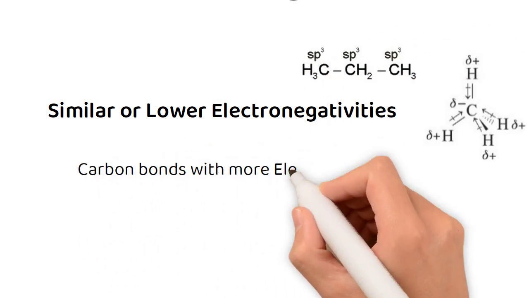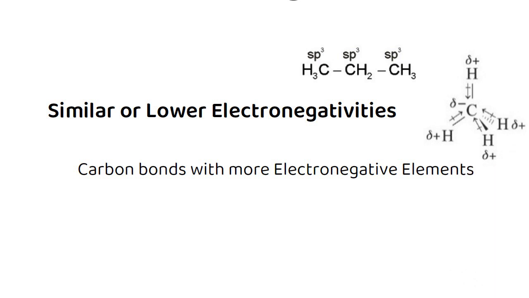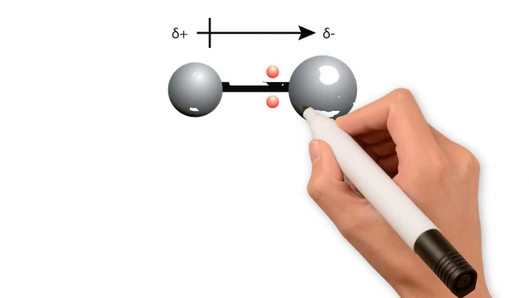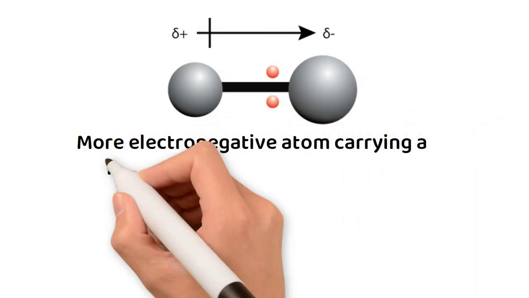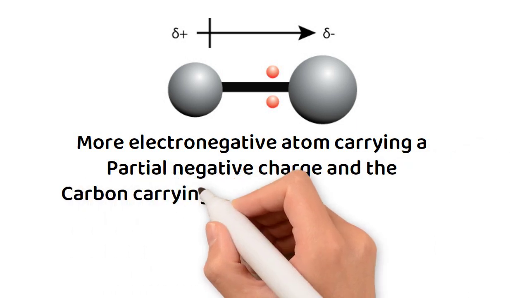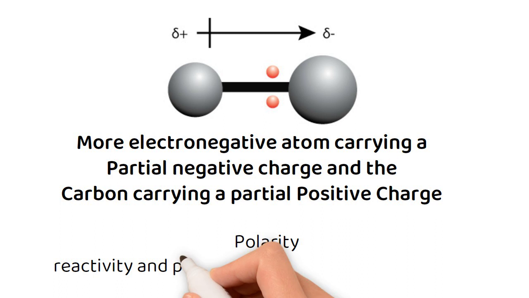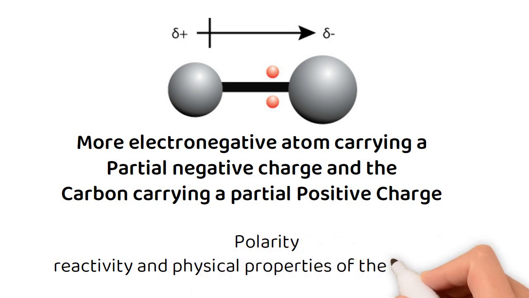However, when carbon bonds with more electronegative elements, such as oxygen, nitrogen, or halogens, the bond becomes increasingly polar, with the more electronegative atom carrying a partial negative charge, and the carbon carrying a partial positive charge. This polarity can influence the reactivity and physical properties of the compound formed.